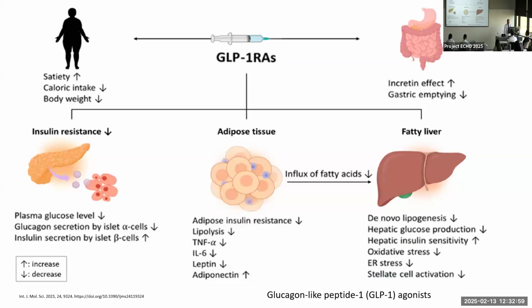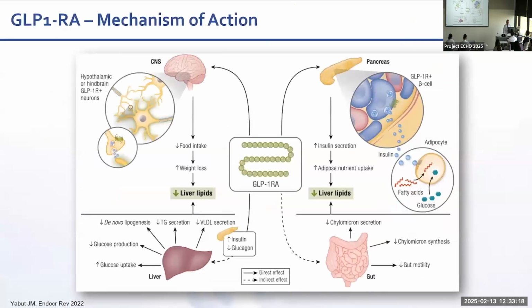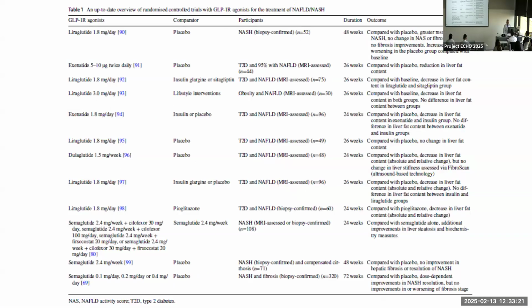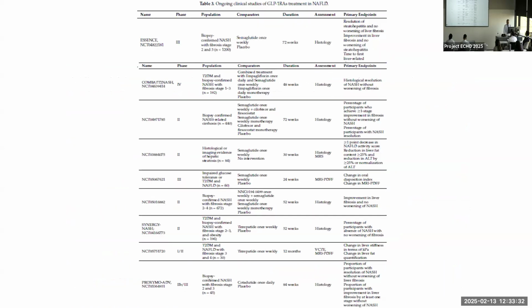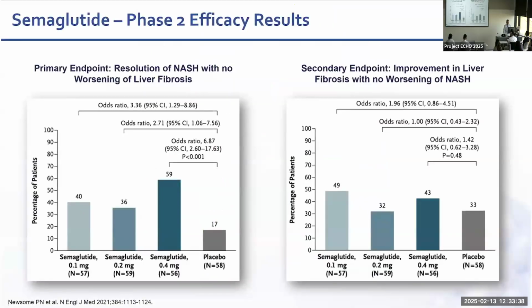So GLP-1, glucagon-like peptide-1 agonists, have been in use for some time for obesity and also for diabetes. We know that there are no GLP-1 receptors on the liver, but if you treat through other systems, then the liver will also benefit from that. So these are the studies that have been completed up to now, not only for diabetes, but also for MASLD or MASH. And we have many more ongoing studies to treat MASH.